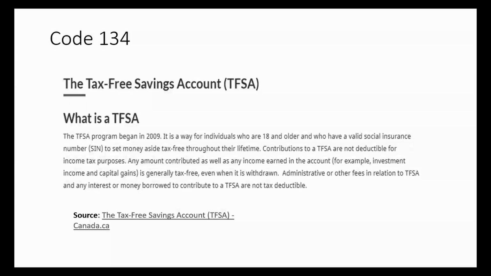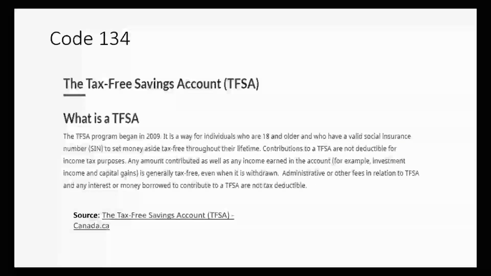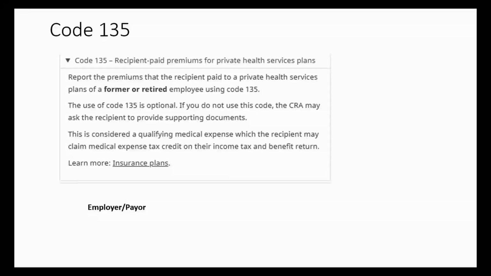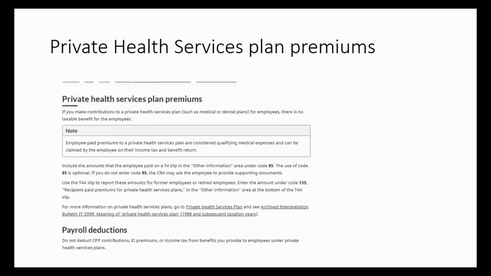Now if you're not quite sure what your TFSA limit is, you may access your account online on cra.gc.ca, access your personal account and find out what your TFSA limit is as to how much you can contribute to your TFSA account. Code 135, this is recipient paid premiums for private health services plan. So any premiums that the employee pays, the recipient as in the employee, private health services plan premiums.